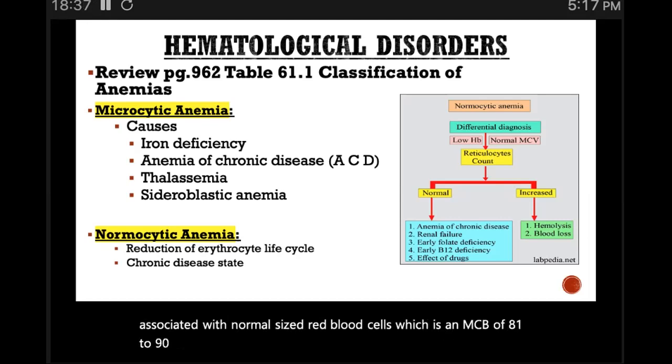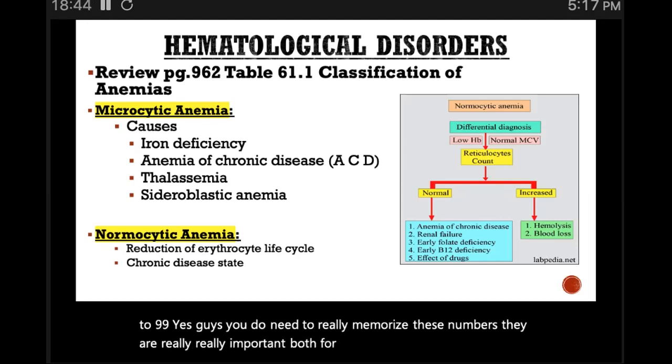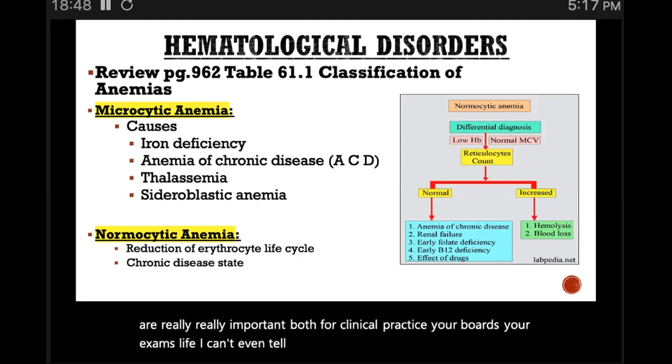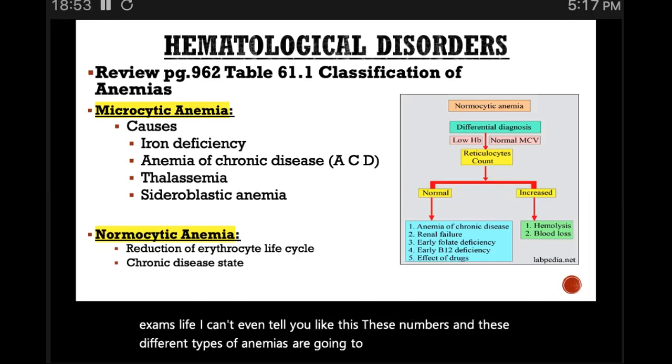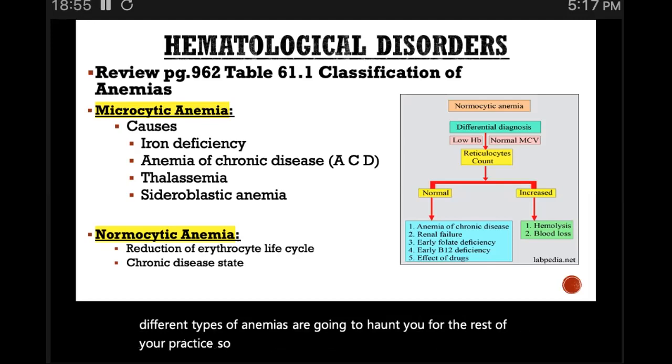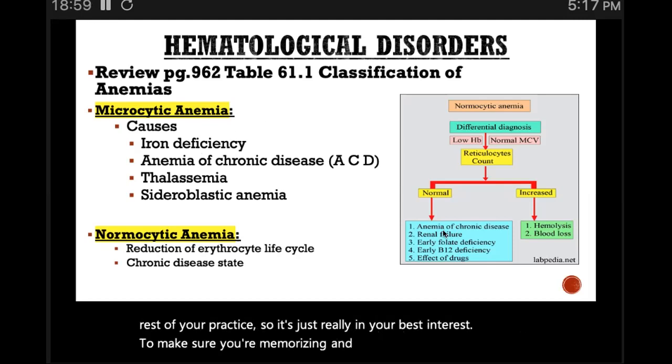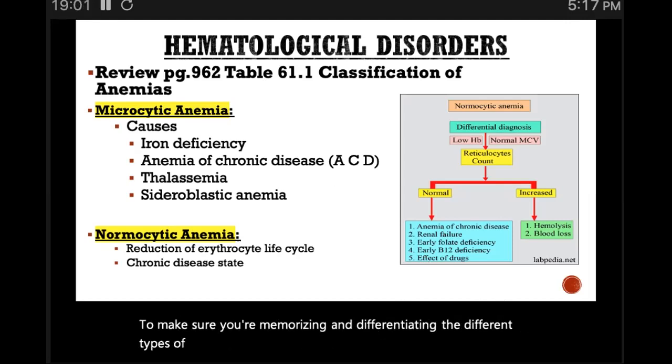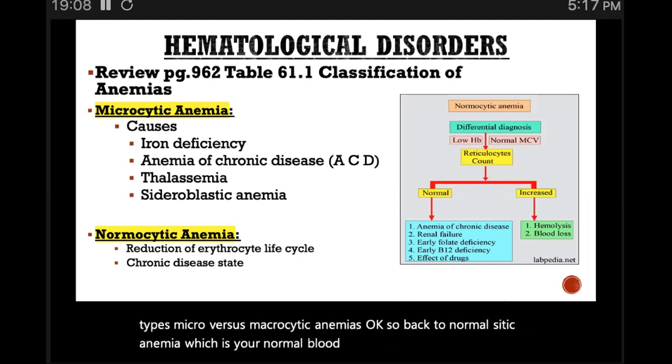Yes, guys, you do need to really memorize these numbers. They are really, really important, both for clinical practice, your boards, your exams, life. I can't even tell you, these numbers and these different types of anemias are going to haunt you for the rest of your practice. So it's really in your best interest to make sure you're memorizing and differentiating the different types of microcytic versus macrocytic anemias, okay?